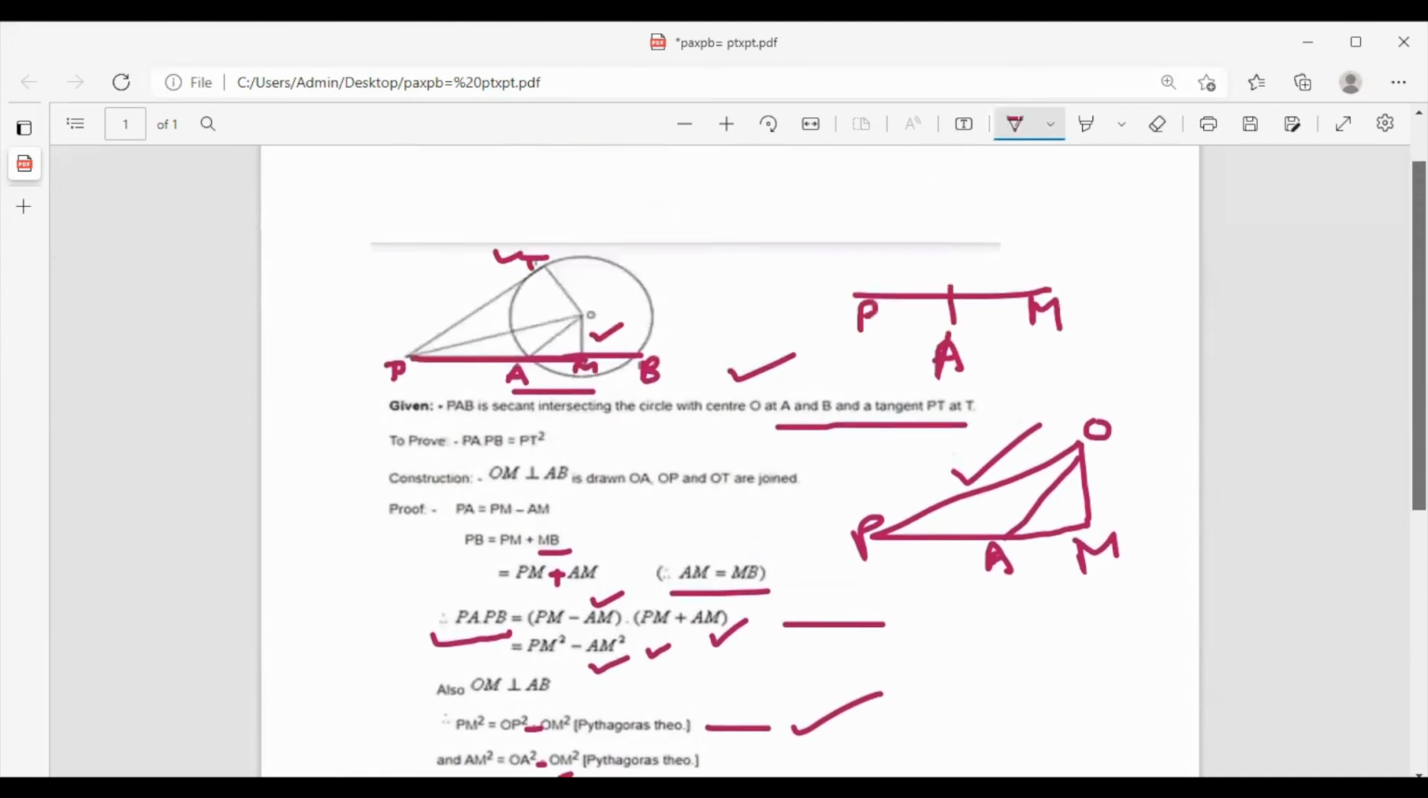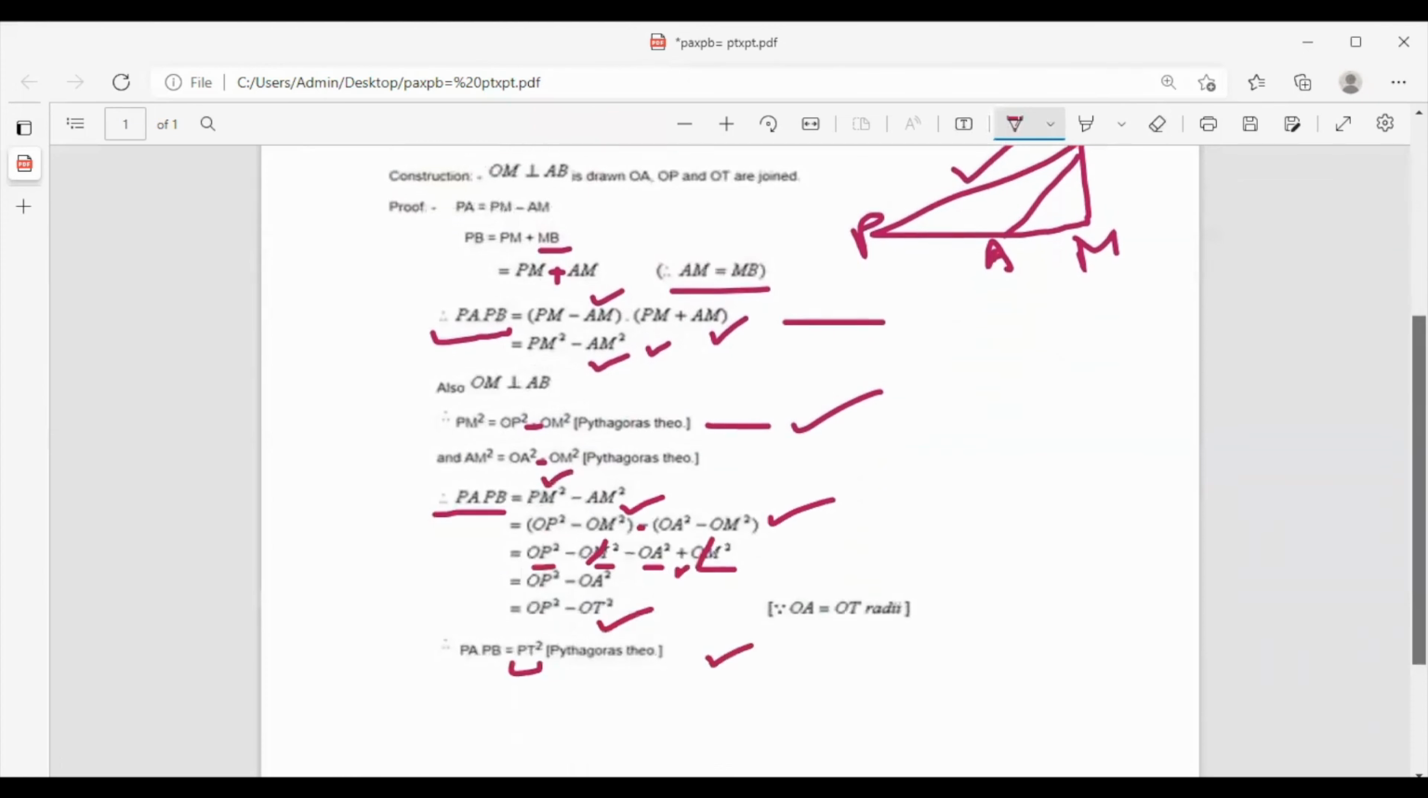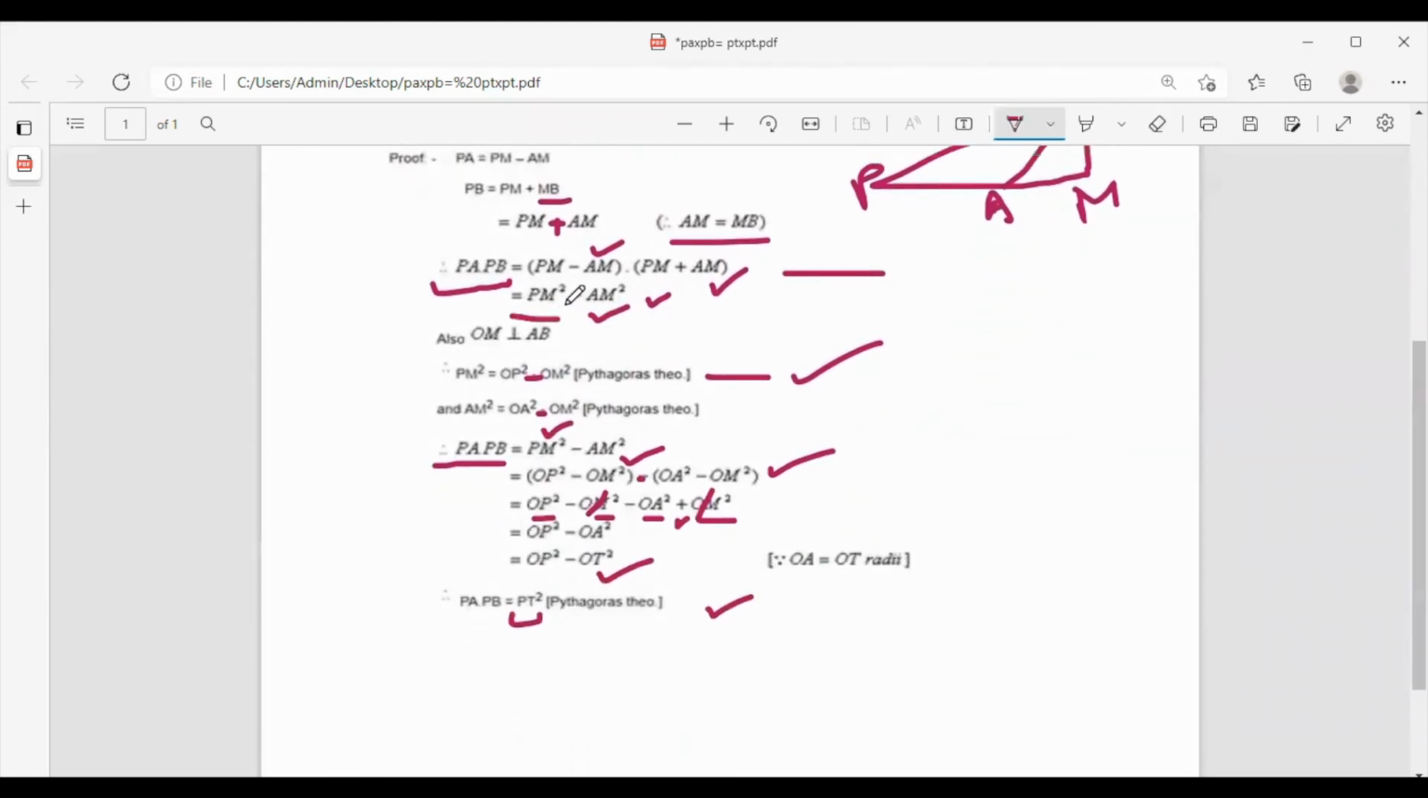This is a very important theorem to remember. First understand how to draw a secant and a tangent. Then take the left hand side and find out what PA and PB are. Use the formula A square minus B square, and accordingly put in the values of PM square and AM square. Once you have put those values, after doing all the calculation you will automatically get PT square at the end.